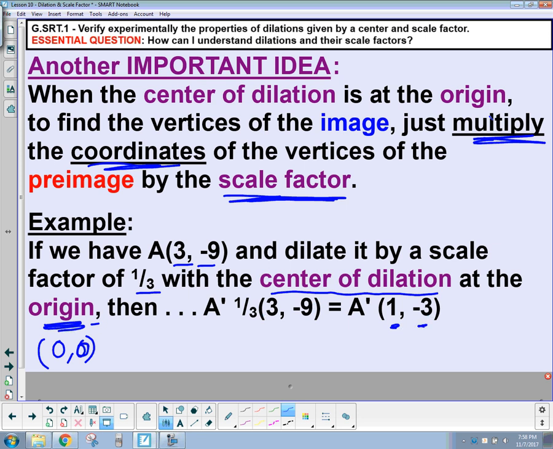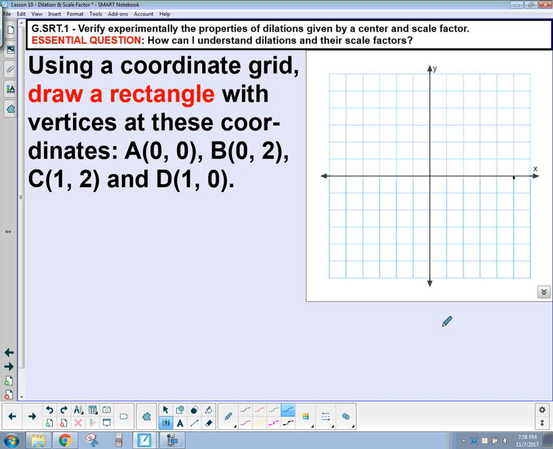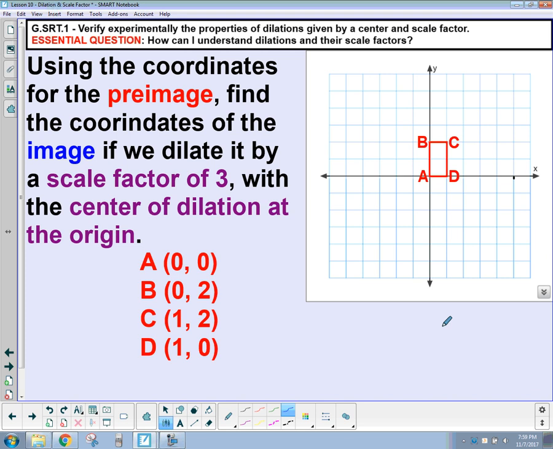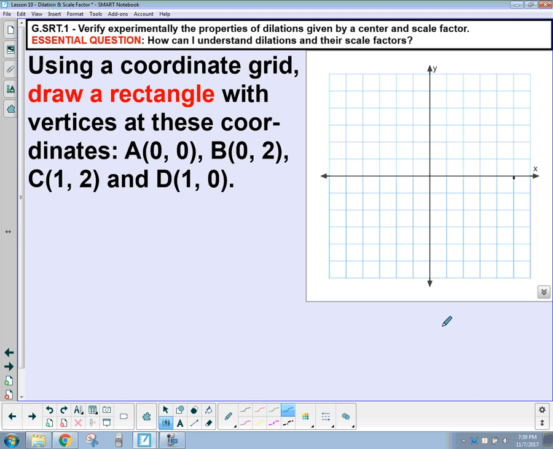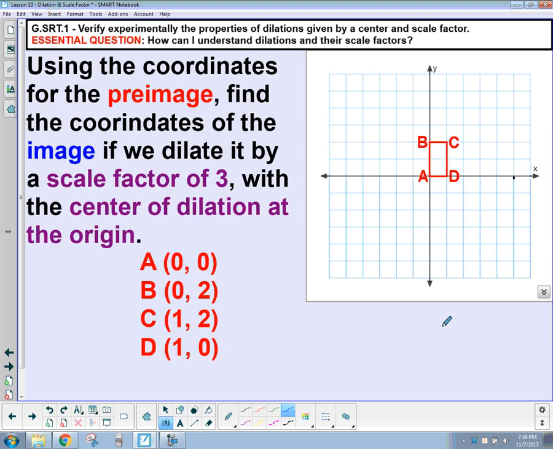Let's see here. Using the coordinates on the grid, draw a rectangle. Boom. Using the coordinates for the preimage, find the image. 0, 0, 0, 2. Alright, good. So there's your coordinates. If we dilate by a scale factor of 3, with the center of dilation at the origin, that means all you do is times every single one of these points by 3. You'll get your new points. So 3, 3, 0, 0, 6. 3 times 1 is 3. 3 times 2 is 6. 3 again, 0. And boom.